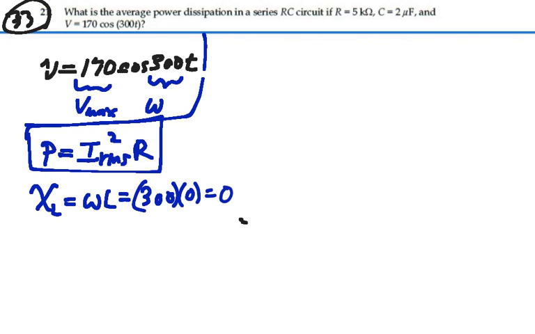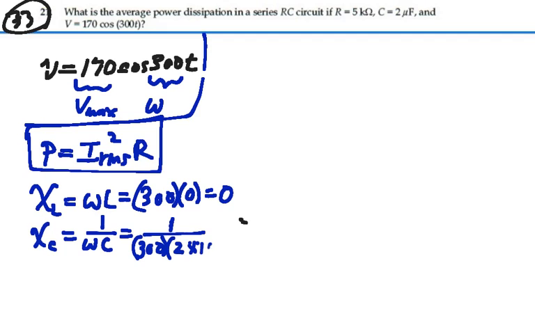so that's 0. Our capacitive reactance, which would be our full reactance, is 1 over omega times C, and that is 1 over 300 times 2 microfarads. And what's that? That is 1,667 ohms.